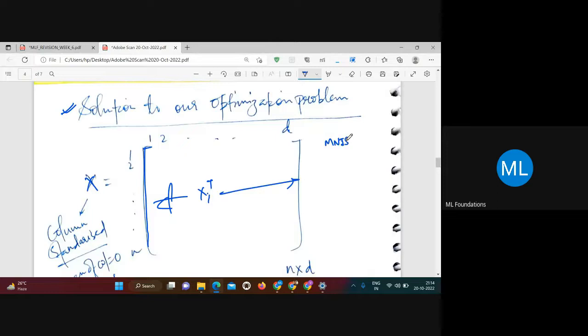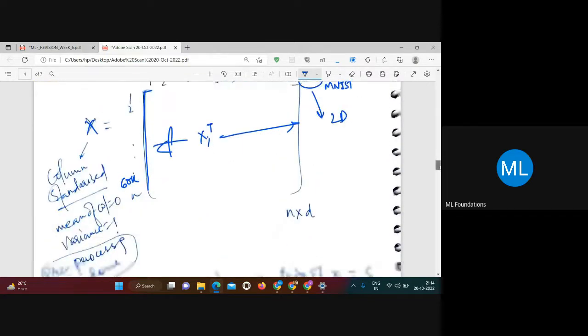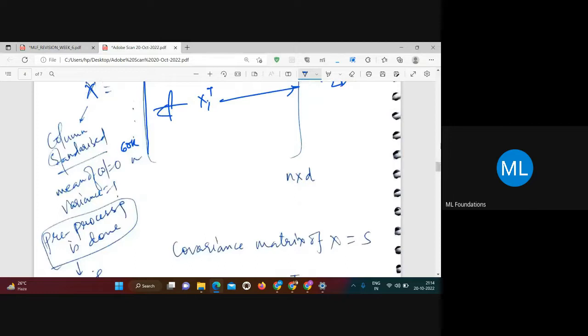In the MNIST data set, we were having D as 784, right? And I was having X as 60K. And I just converted from 784 to 2 dimensions here. I just converted to 2 dimensions, right? So in the exact solution, you should be aware of this, or you can remember it also. This is the final conclusion that we generally get.